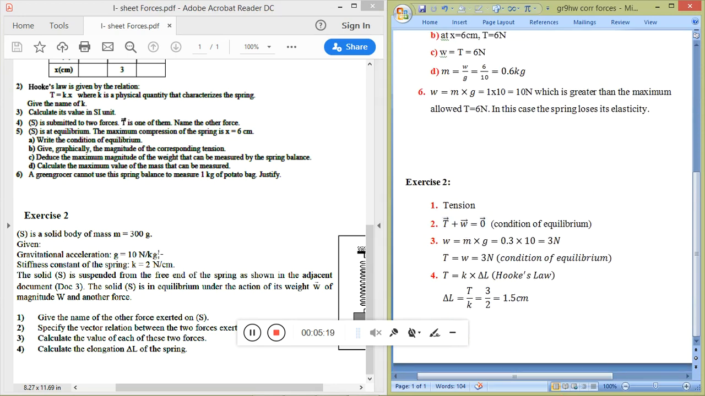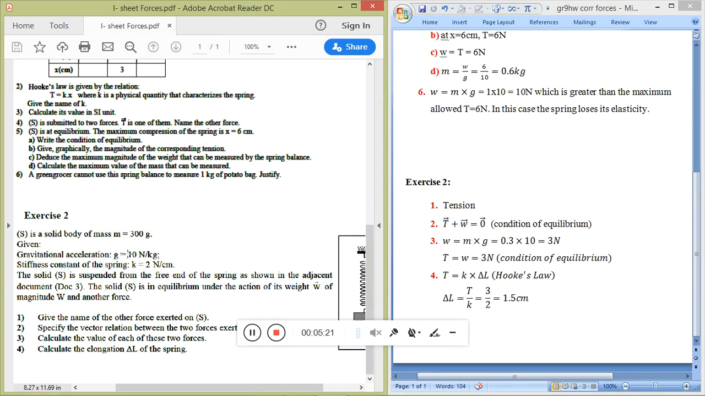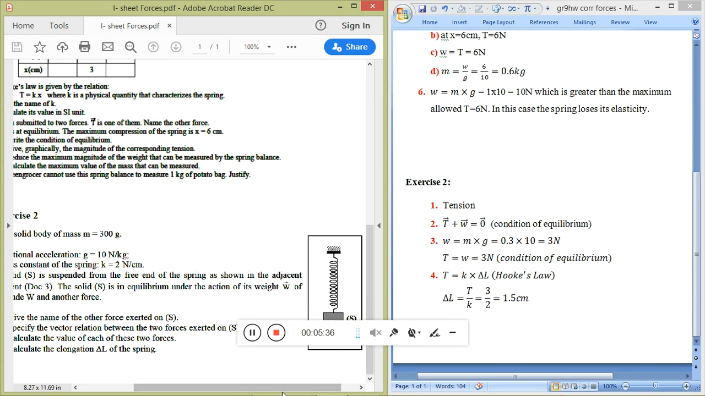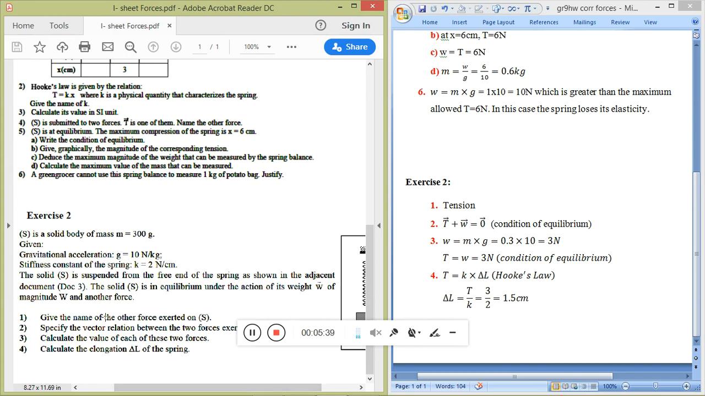Now, in exercise 2, it's a simple question. S is a solid body of mass 300 grams. Of course, we should convert it into kilograms. The gravity is 10, stiffness 2 newtons per centimeter. This is the description of this figure. Name the other force exerted on S other than weight, which is tension. Specify the vector relation. The vector relation is T vector plus W vector equals 0 vector.